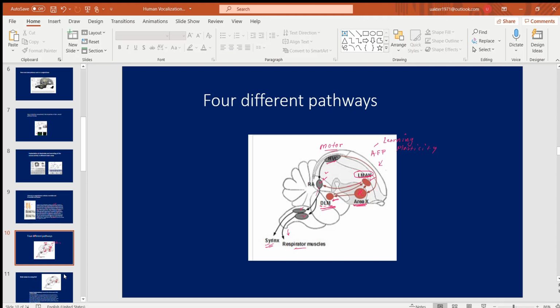So after learning, the signal should go from the memory system or template to the motor output. So these are two distinct pathways. One is for the learning and plasticity formation, another is for the motor or vocal output, right?